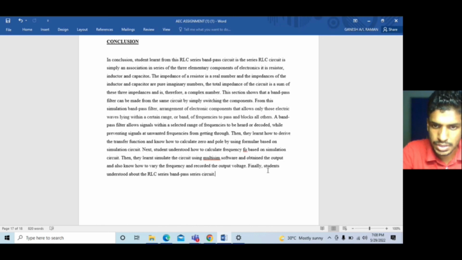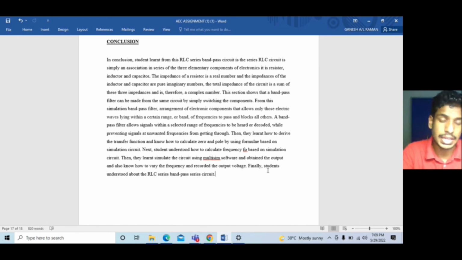Before we find the cutoff frequency, we need to find the omega naught. Only then can we find the cutoff frequency, because the frequency formula is omega naught over 2 pi. So we have to find the omega naught value first. The omega naught formula is the square root of 1 over LC. Then we learned how to derive the transfer function formula, and we understood how to derive it.